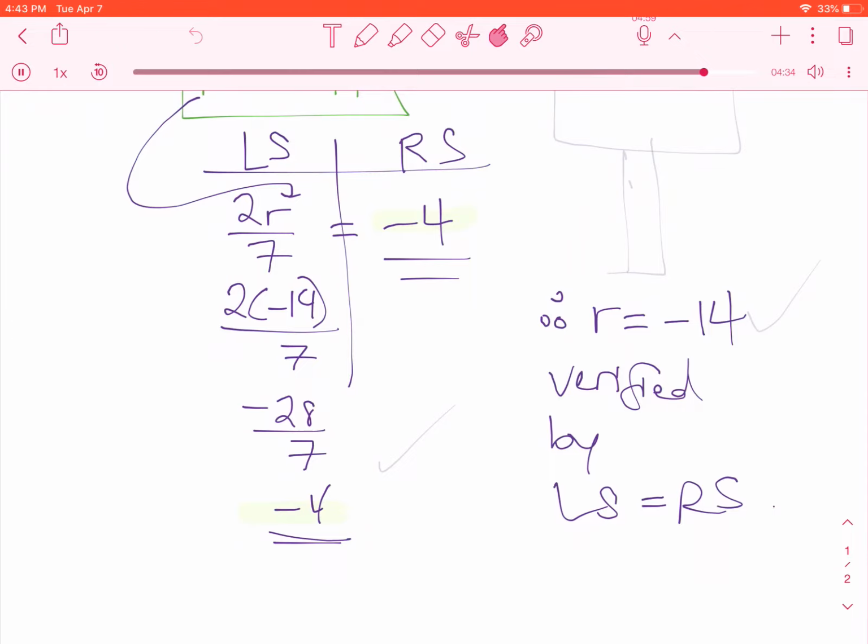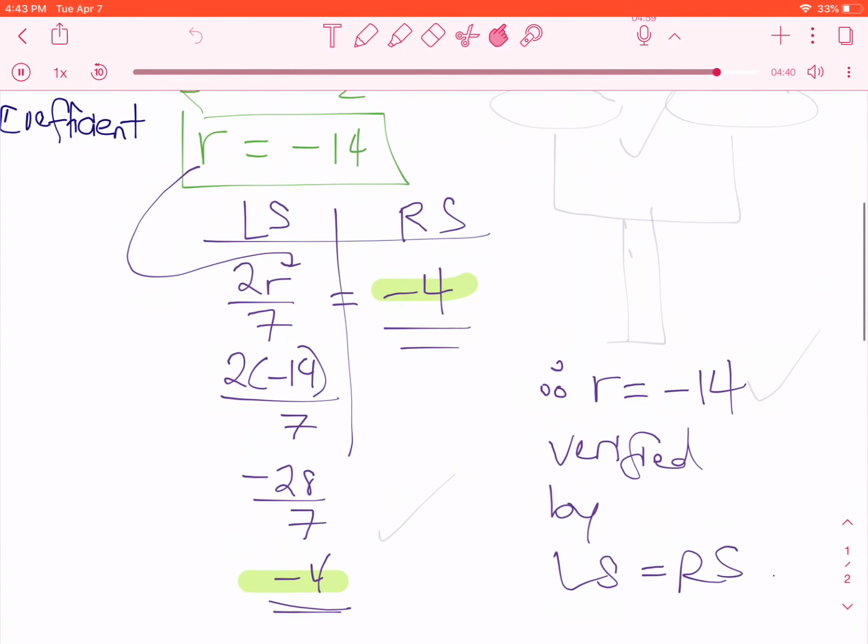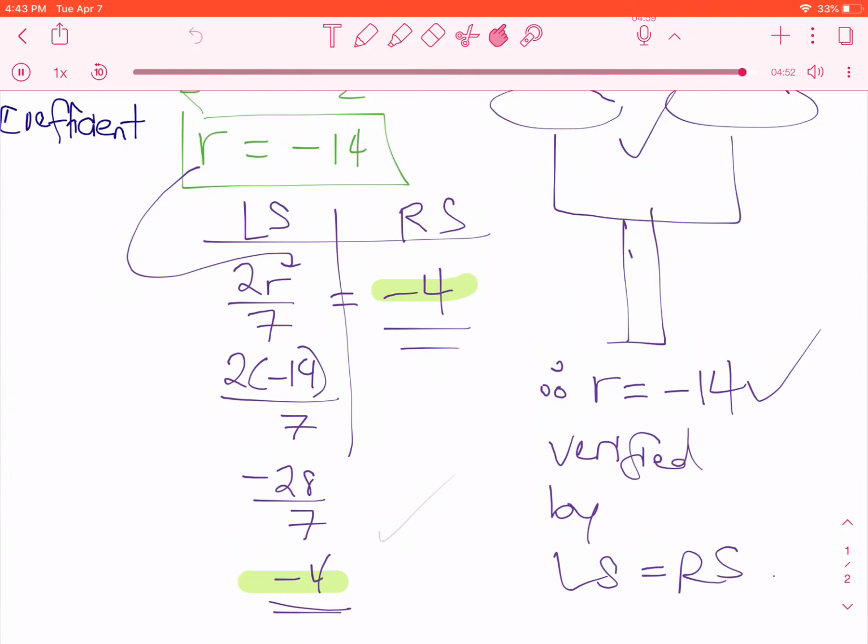So although the balance is negative 4 on both sides, that doesn't tell me the solution. That just tells me that my solution is correct. So if, again, you think of your balancing scale, right? What's on the plate on the left side is balanced with what's on the plate on the right side. So once you have balance, this means your solution is correct and you're good to go.